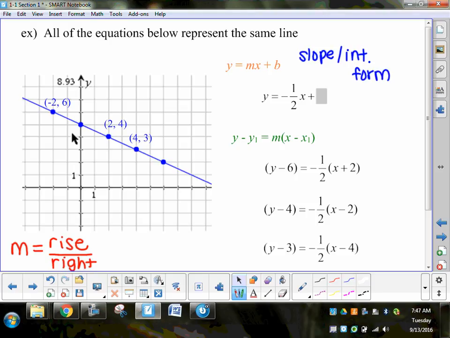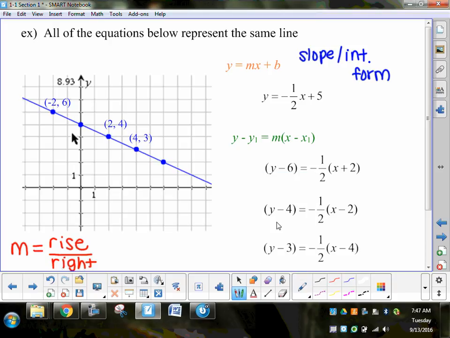So we've got our slope of negative 1/2 and our y-intercept. I look at the graph, and this comes out to be a value of positive 5. Now, if you're using the point slope formula, you're not constrained, or you don't need to know the y-intercept. Any point works.